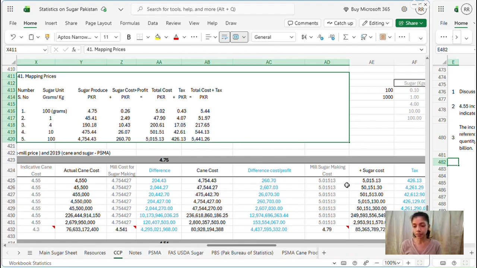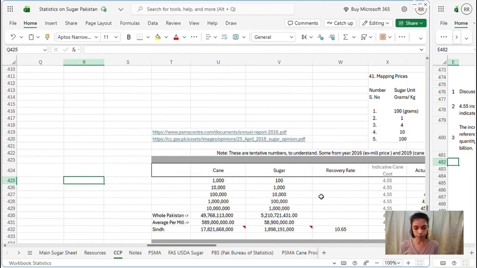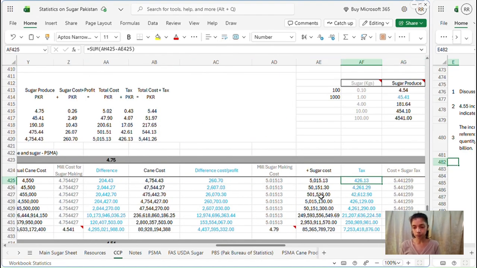And when we multiply this base amount directly for per kg, and this 100 grams means this per kg of sugarcane produces 100 grams of sugar. So this is what this is referring, but actually this is per kg cane price. So when we multiply this per kg cane price with the addition of sugar cost and profit with the 1000 kgs, this amount of cane, we are going to get this amount.